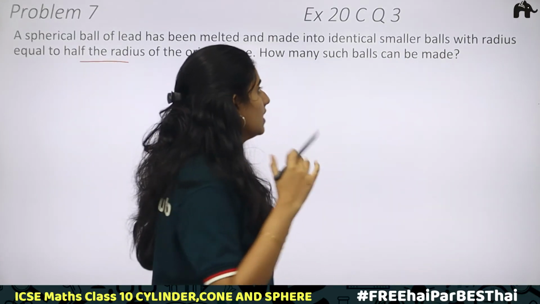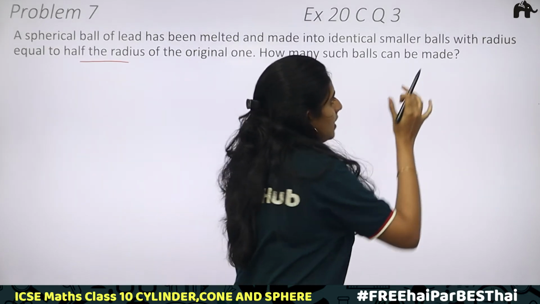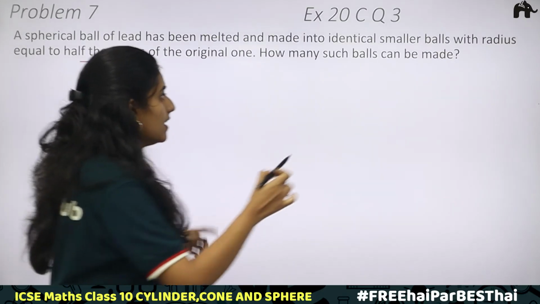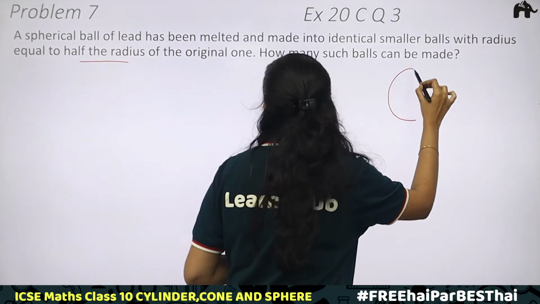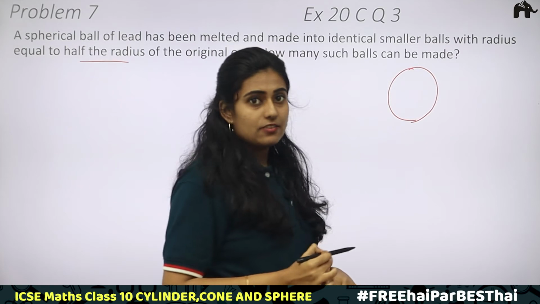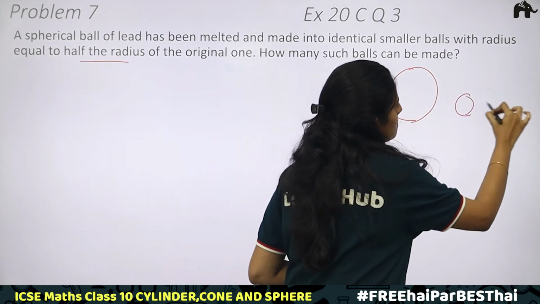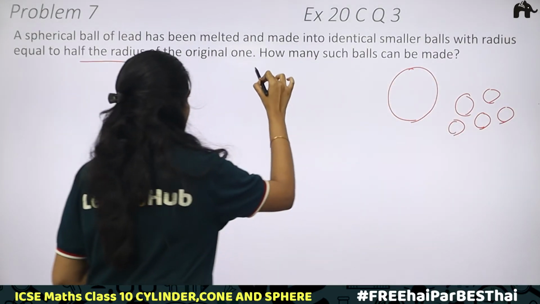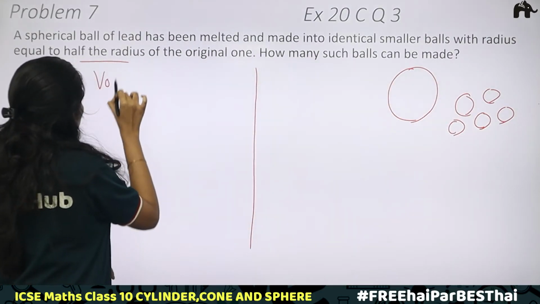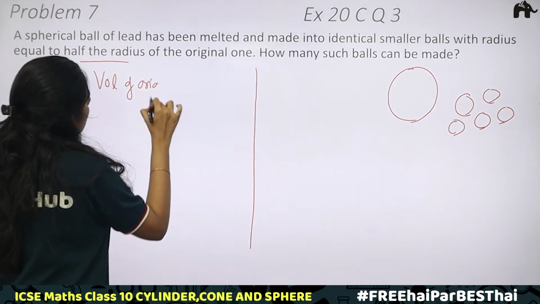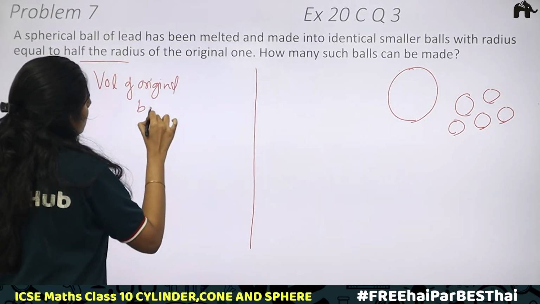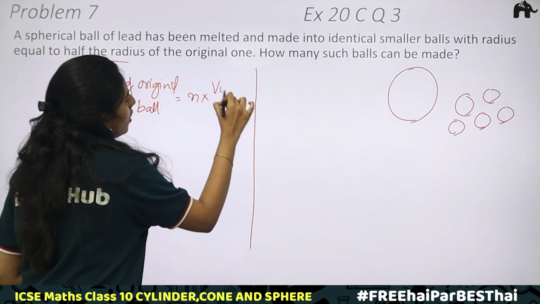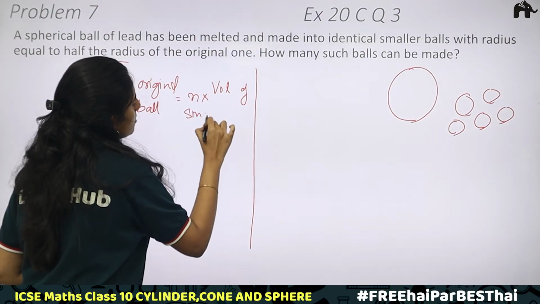Similar to this, we have done a question from cones. Okay, in case of cone, a larger cone was melted to form smaller cones. Here we have a spherical ball which is melted to form smaller balls. Okay, we need to find the number of balls. We have volume of original ball equal to number of balls into volume of smaller balls.